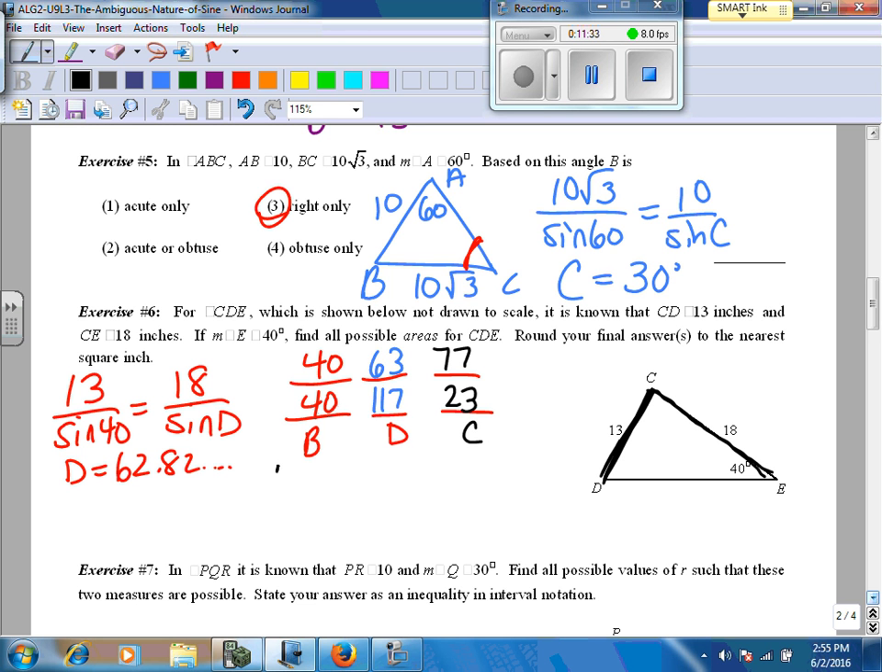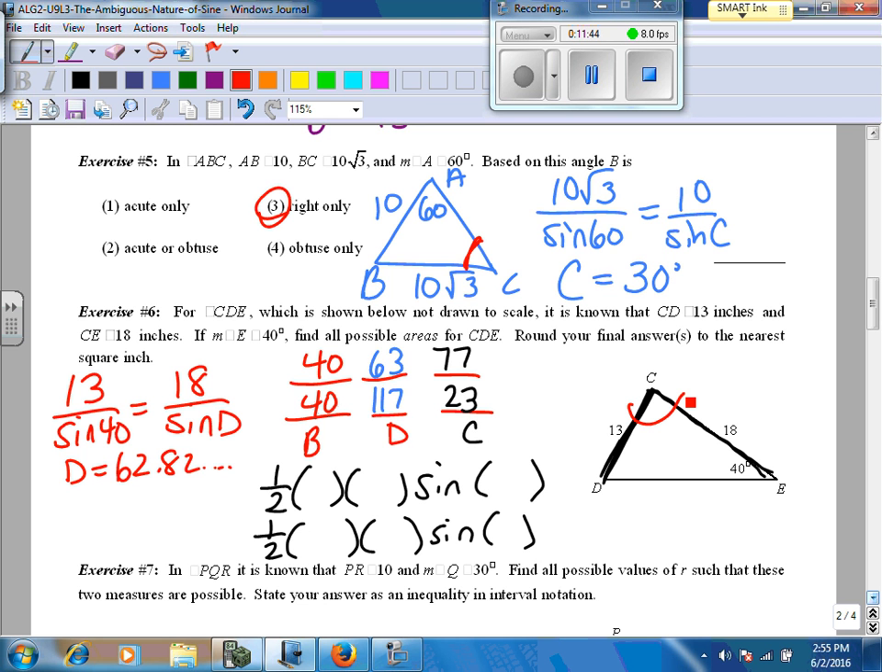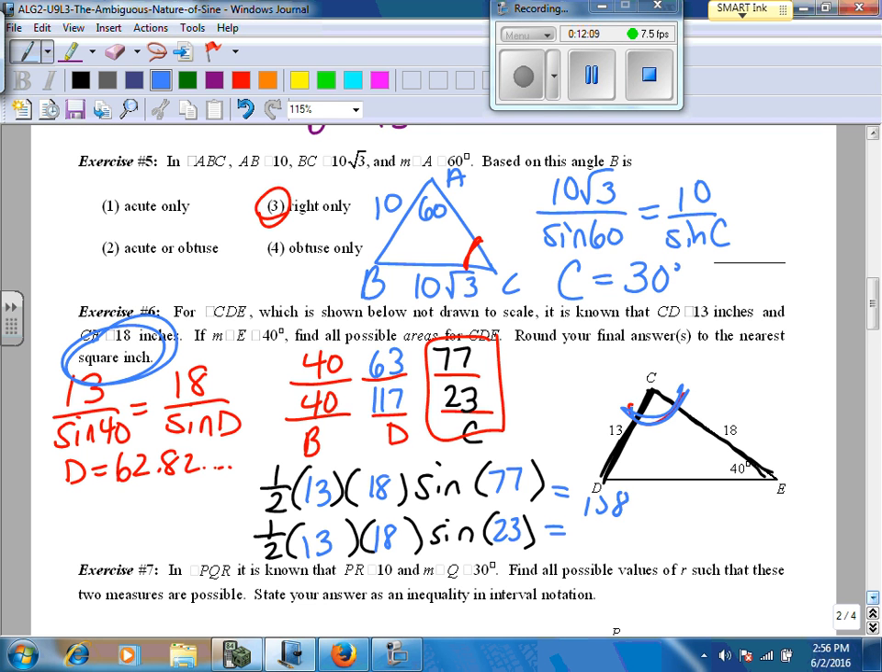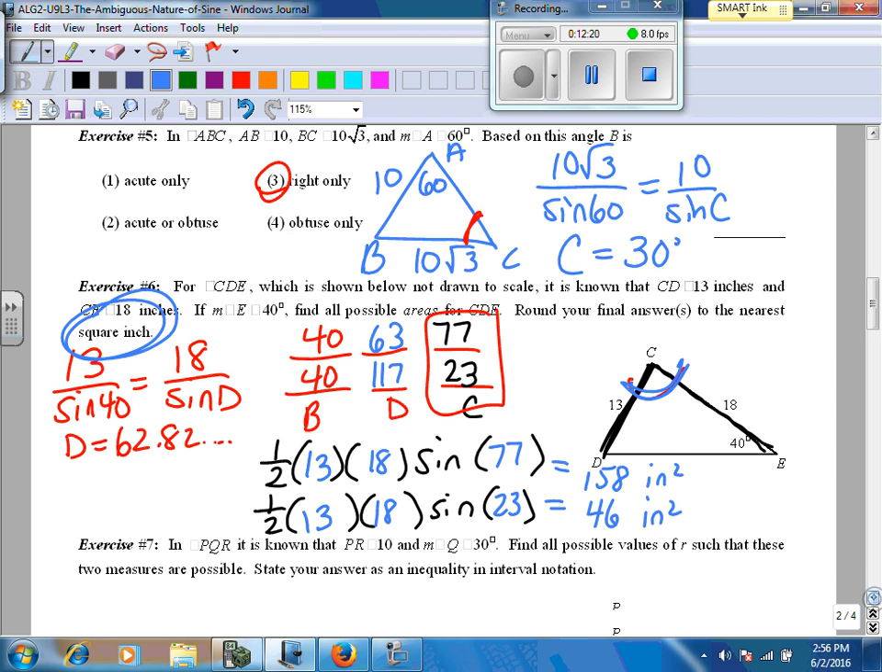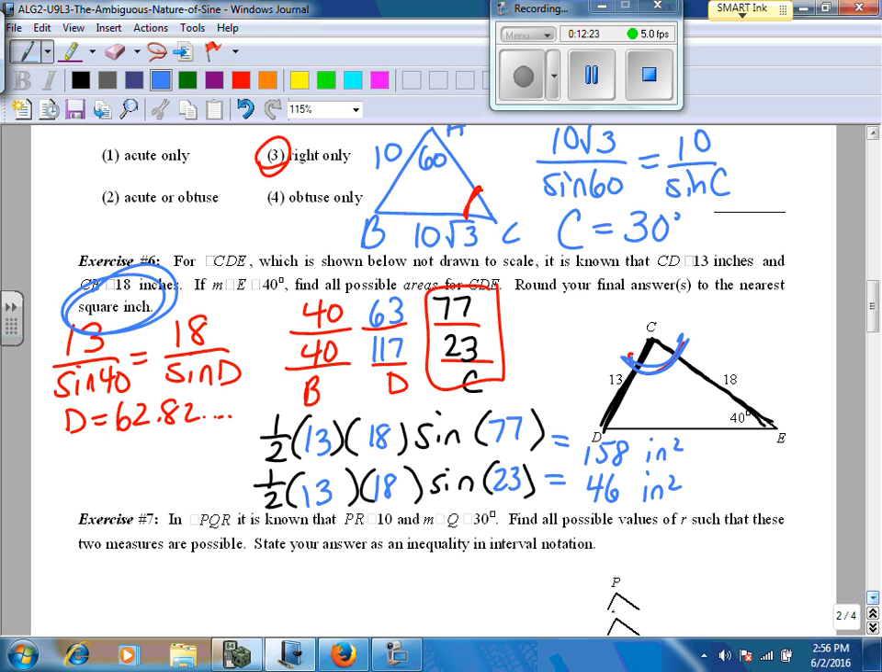So since those are the only two sides that they gave us, when you do area, 1/2 AB sine C, we have to use the angle between those two sides, which is angle C. But angle C could be 77 degrees, or it could be 23 degrees. Both times we're using 13 and 18 as the sides, but the angle between them could be 77 or it could be 23. And obviously both of those are going to yield different areas. It says round your answer to the nearest square inch. When you plug these in the calculator, you get 158 square inches for the first one, or 46 square inches for the second option. So because there were two options for angle C there, there's also two options for what the area of that triangle could be.